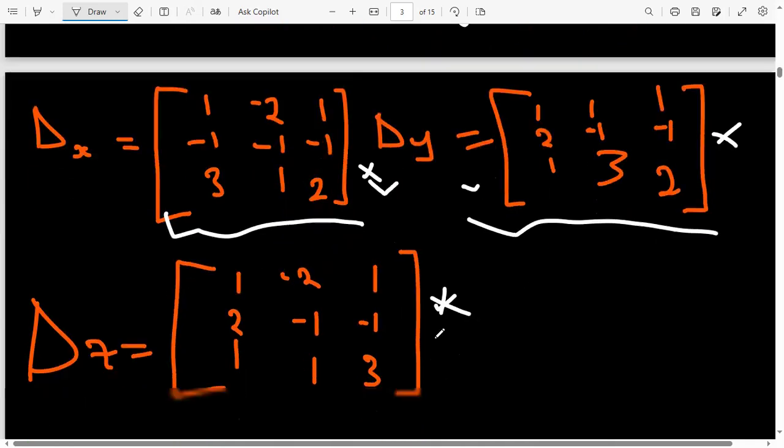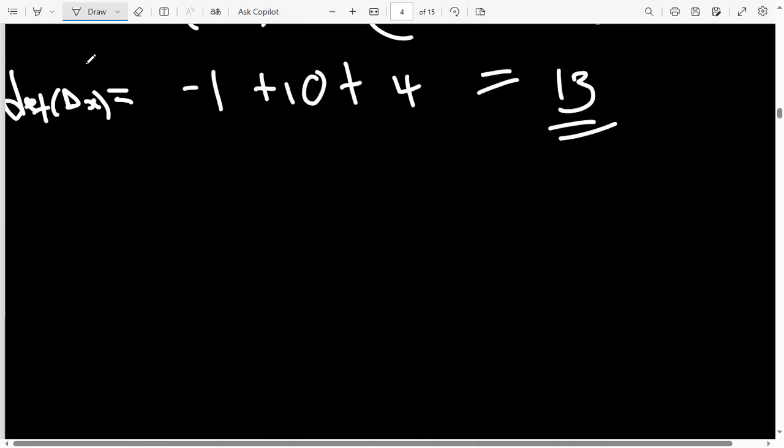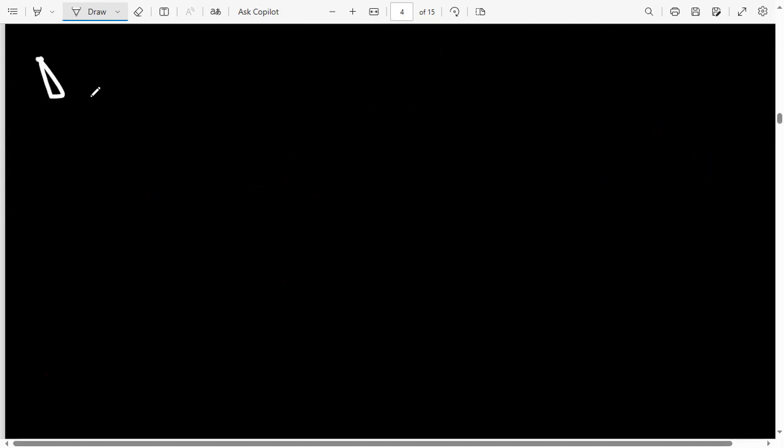And then we also do the same for dz. Okay, so dy was given by this matrix: 1, 2, 1, and 1, -1, 3. Okay, and then we had 1, -1.